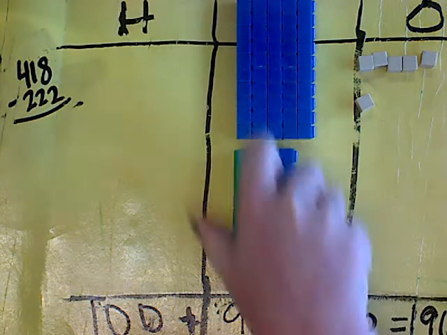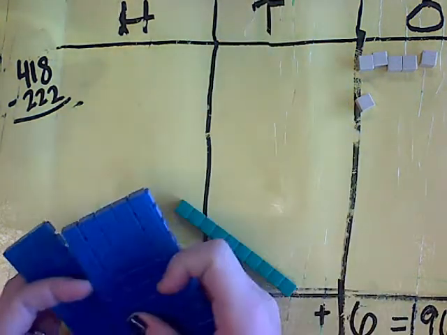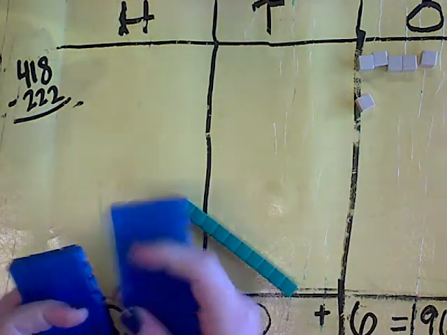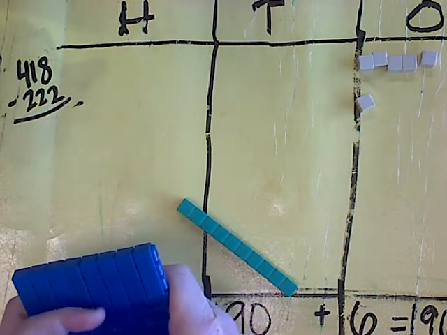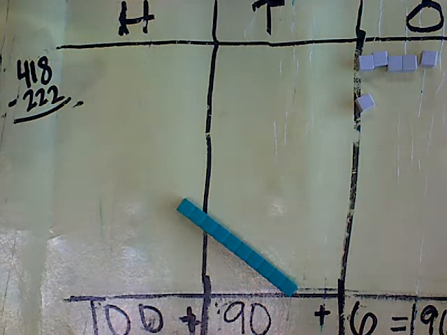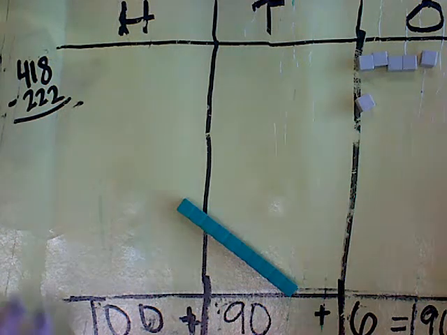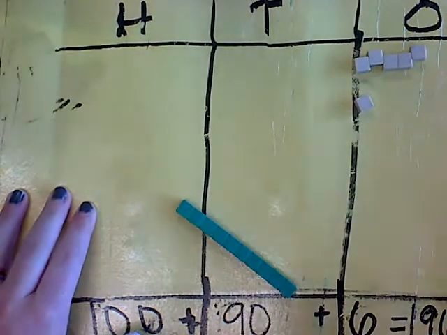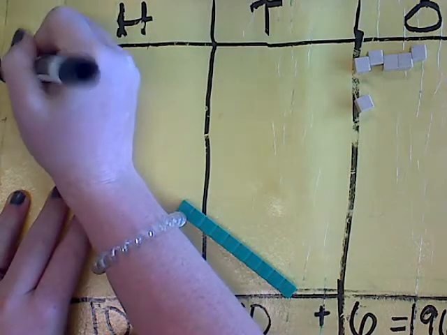Let's go ahead and try another problem. I'm going to regroup my regrouped 100 all back together. My next problem is 444 minus 252.